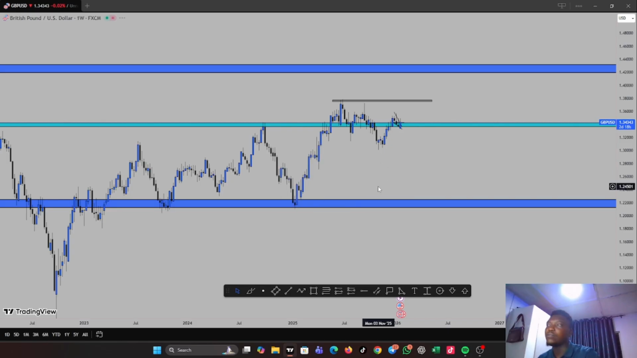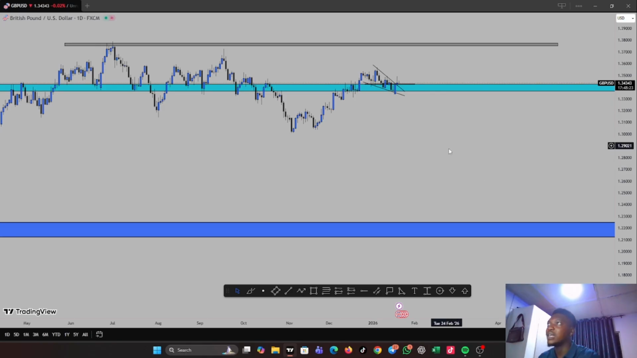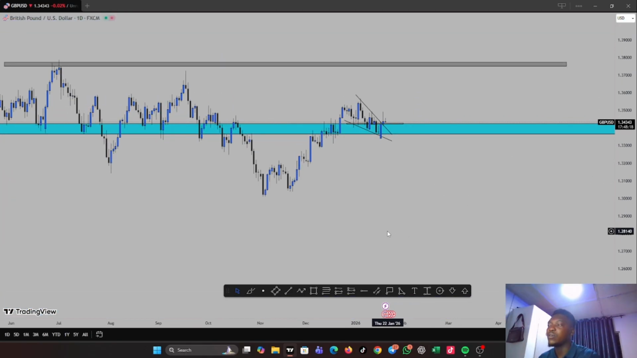Then if I narrow down to the day chart to see how candlesticks are reacting at this level, we've been able to see a simple concept of break and retest. Price has been able to break above this resistance, and now we retested this zone, with even a continuation pattern. This is a falling wedge pattern.